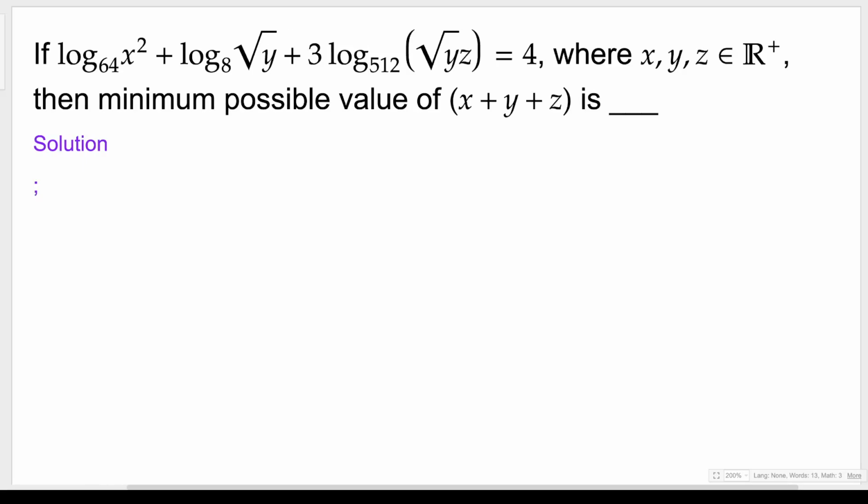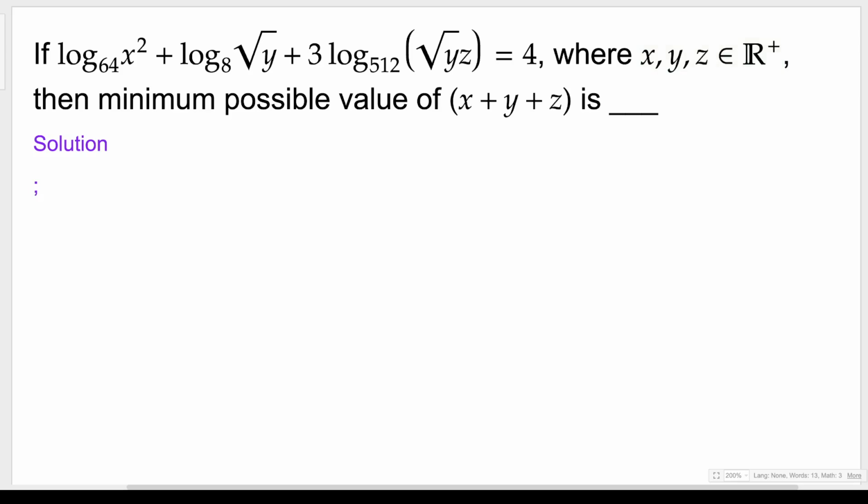So consider this given problem statement. It has given the equation here: log of argument x squared, base 64, then log of square root of y in the argument, base 8, and then 3 times log of base 512, and in the argument we have square root of y times z, that is equal to 4. And it is mentioned here that x, y, z belong to the set of positive real numbers. So in that case we need to compute the minimum possible value of x plus y plus z, right?